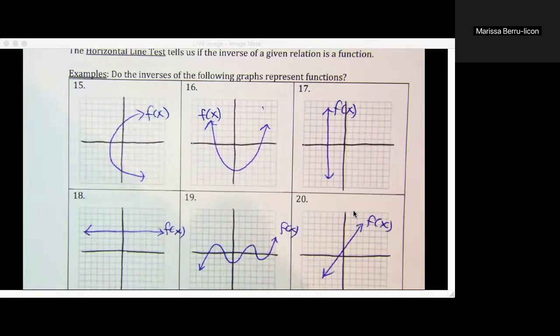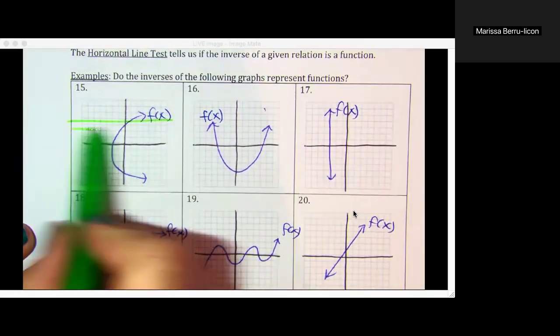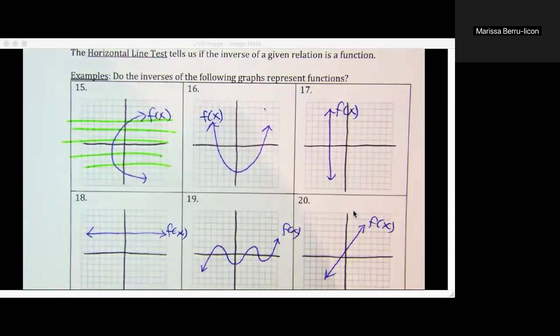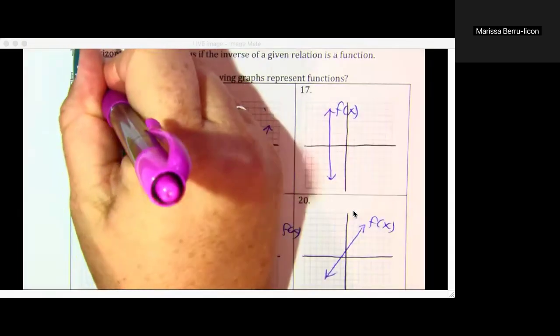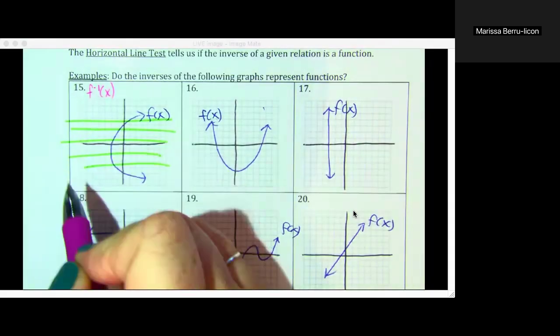So here, if we draw a horizontal line through these graphs and it hits more than once, then that means the inverse is not a function. We're not looking at the inverse. We're looking at the original function f of x. But we're finding information with the horizontal line test about the inverse of this function. So all of these horizontal lines hit just once, and that tells us that inverse f of x, this notation here with this -1, that's referring to the inverse, is a function.